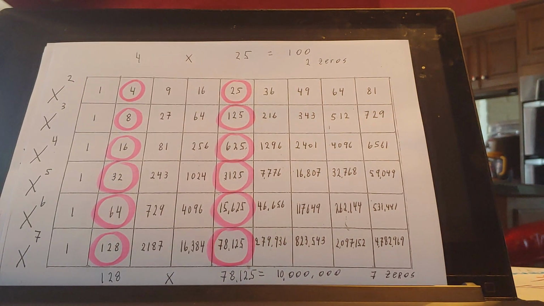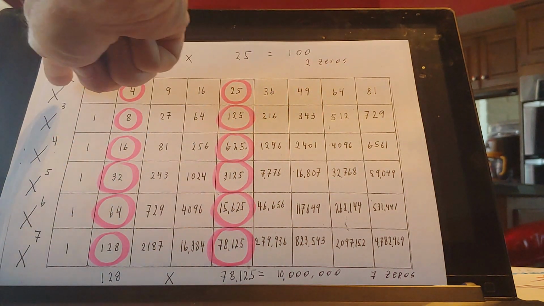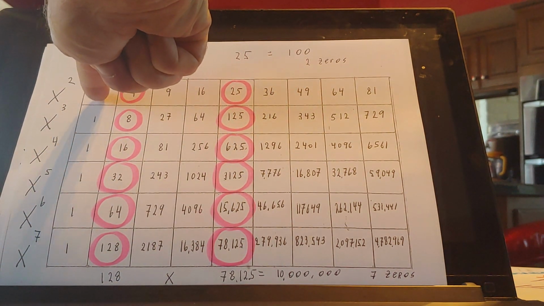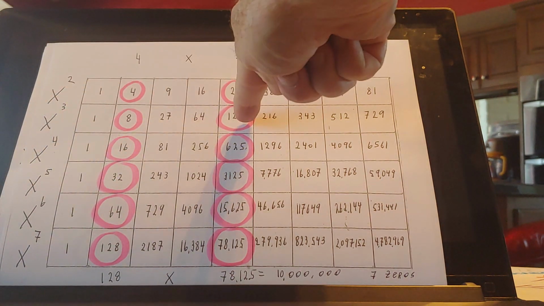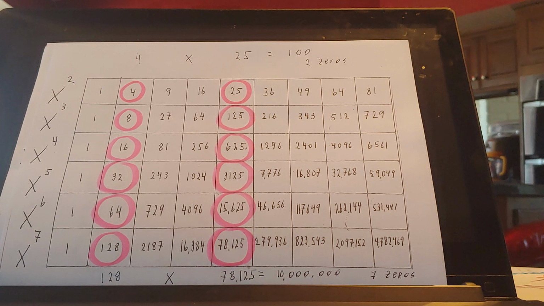Okay, what's going on here? I'm just showing you how that thing works. 4 times 25 is 100, and it's 1 and 2 zeros. 8 times 125 is 1,000. 1 and 3 zeros, etc.